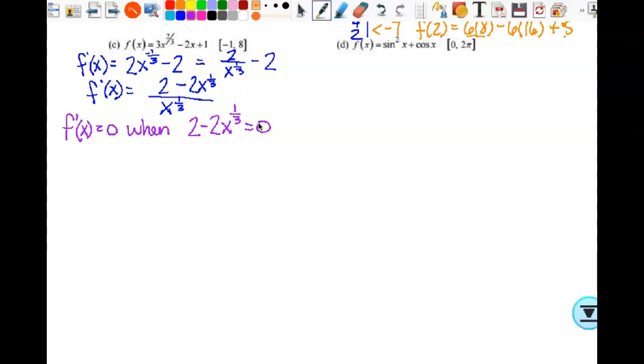So am I factoring anything out here? I mean, technically I could factor it out, but are we really factoring it out? We're not really factoring it out, right? So I can move that over, so I'm going to get 2 equals 2x to the 1/3 power. What can I divide both sides by?